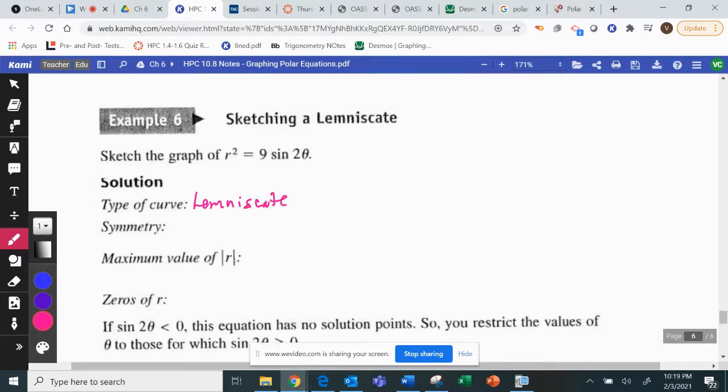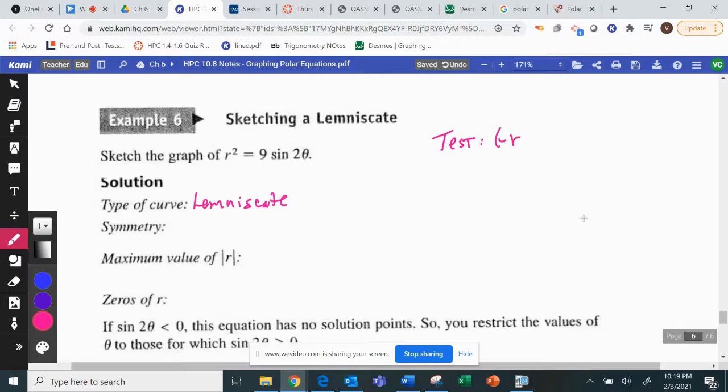Okay, and then the symmetry for this one, well, maybe we don't see. The symmetry for this one, let me test. Yeah, so the sine test won't work because of the r squared. It won't work for that. So we're just going to test. Let's see, I've got to look at my chart again. I'm sorry.